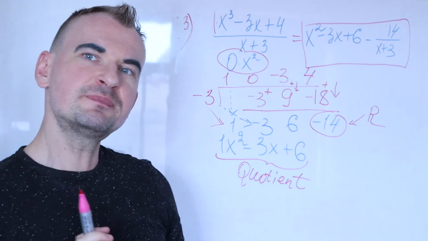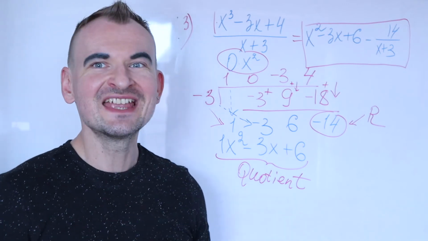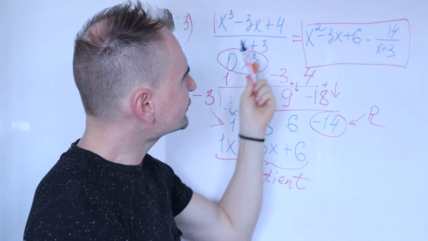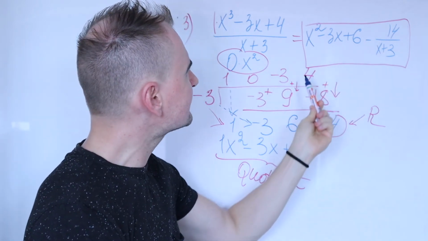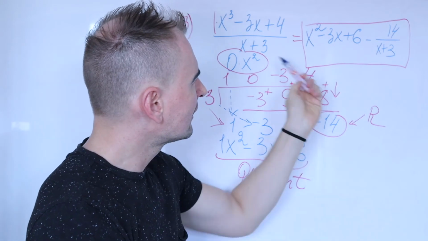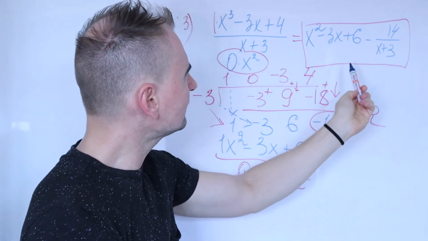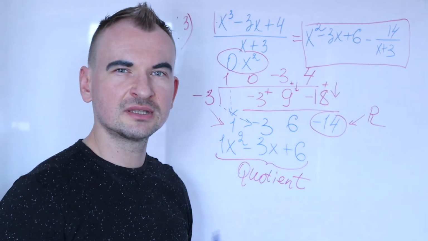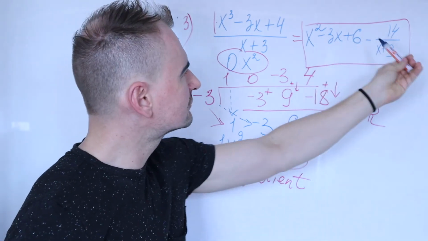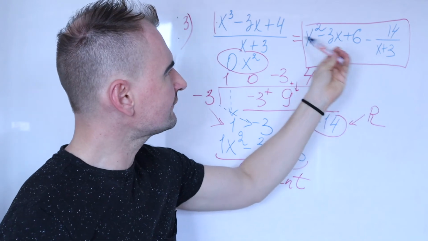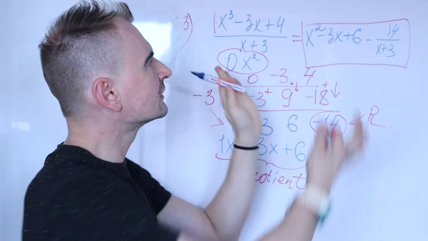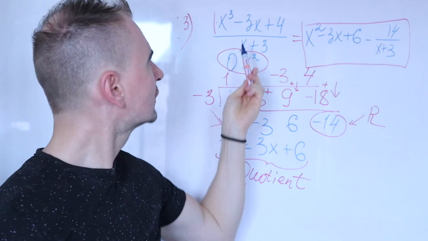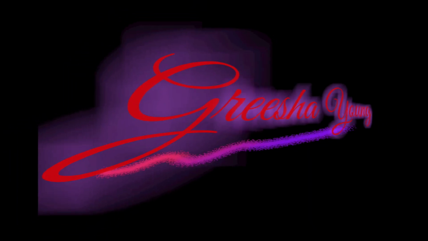And one pro tip, guys, of course, you could always check your answer. You could basically get the common denominator, and just to make sure that you're correct, you could get the common denominator and add these two results, and you would get the original.